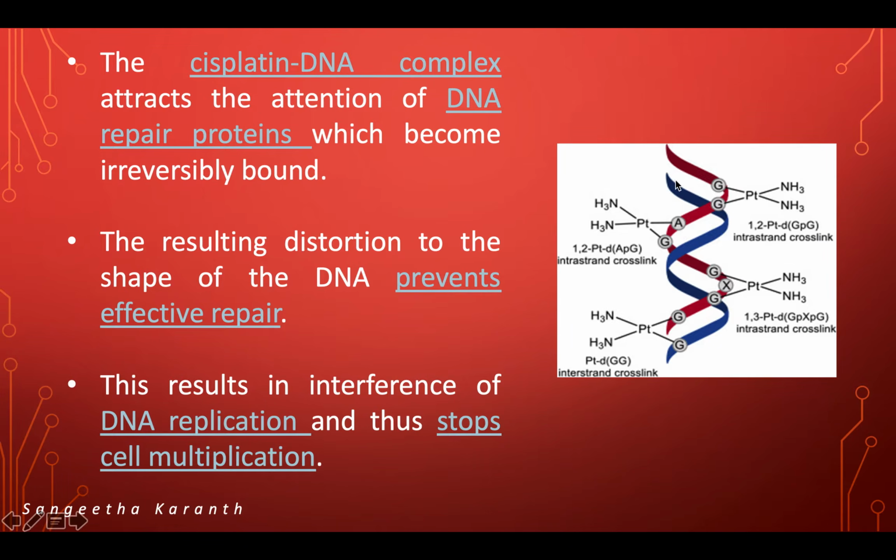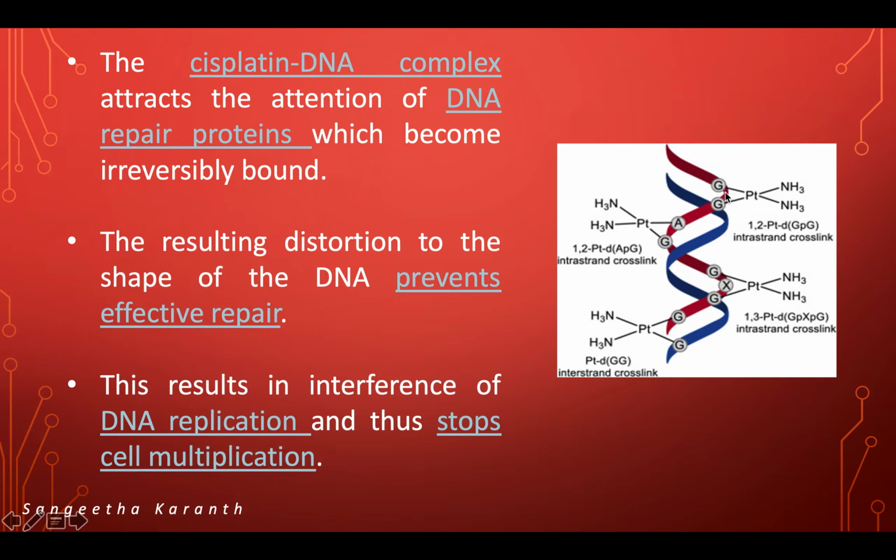This is again a picture showing the different possibilities: two guanines which are adjacent to each other, adenine and guanine, guanines of different strands, and guanines with some other nucleotides in between them.